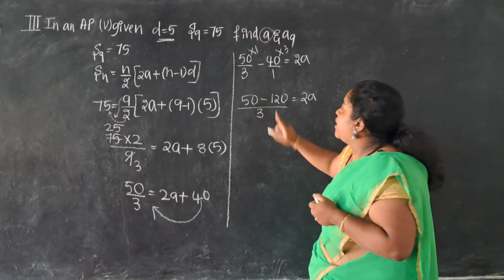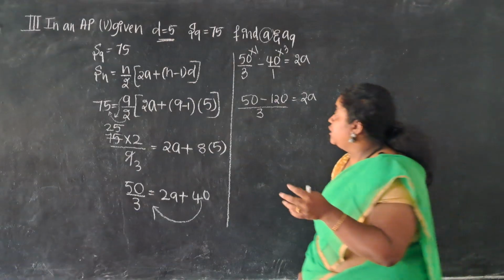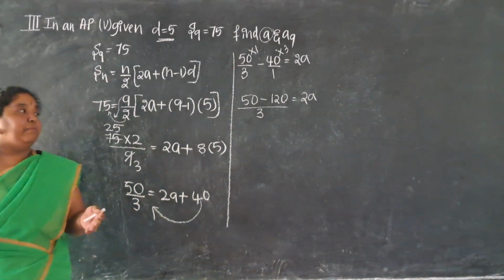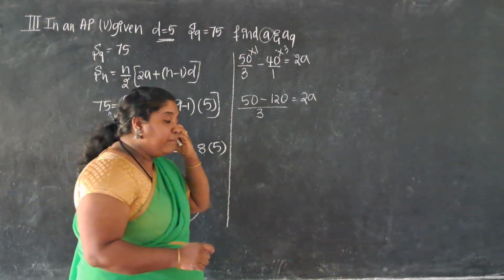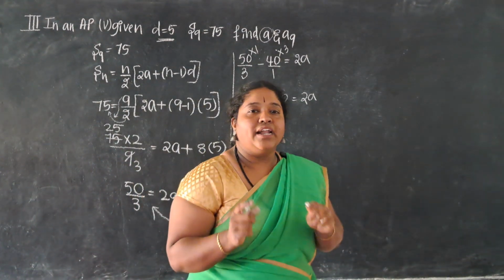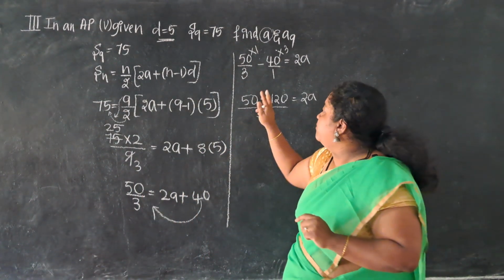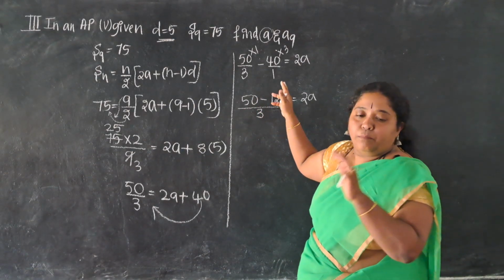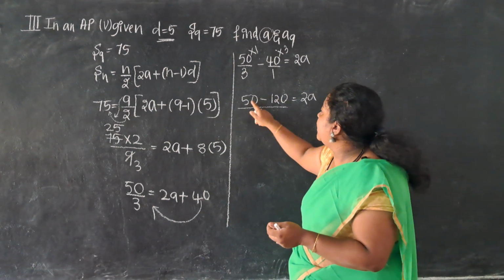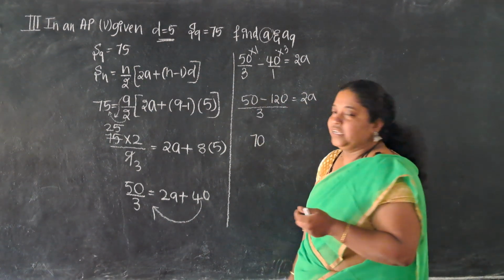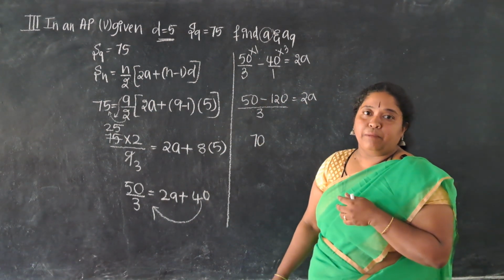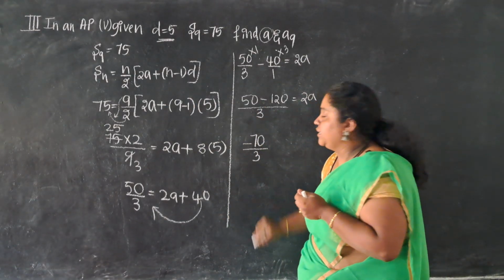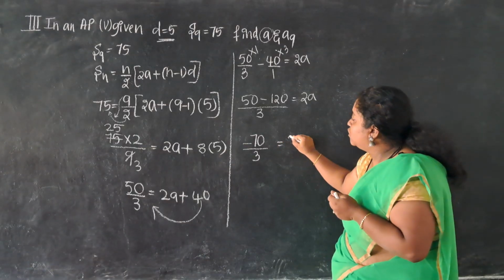Okay, 50 minus 120, I told you, see, two numbers are there and one is positive and another one is negative. How I can simplify, dear? See, bigger minus smaller and keep the bigger number sign. 50 is bigger or 120 is bigger? Of course 120 is bigger. So bigger number minus smaller number, 120 minus 50 is how much? 70. And keep the sign of the bigger number. What is the sign of the bigger number? Negative. See, minus 70. Okay, is equal to 2a.